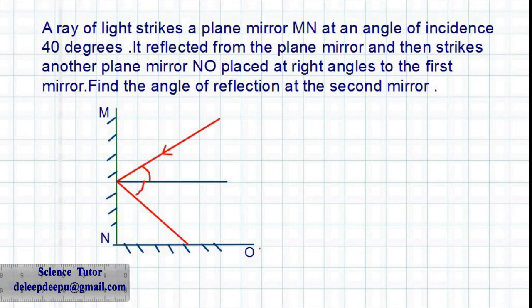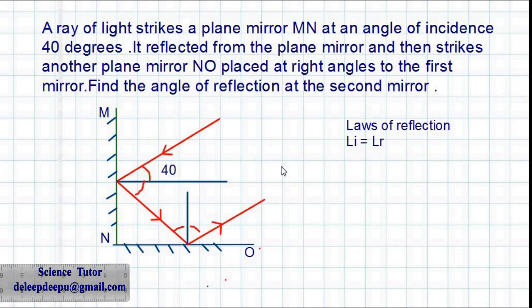So here is the angle of reflection, and from here we can draw a perpendicular like this. And this is the reflected ray from the second mirror, that's NO. This is the angle. Now again there are two angles. One is the angle of incidence for the mirror NO. This is the angle of incidence, and this is the angle of reflection for the mirror NO.